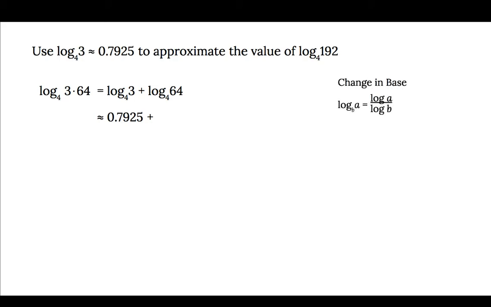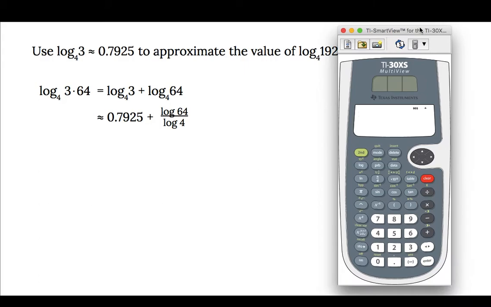You're going to have to use this thing called the change of base formula. Log base b of a: if you have a log with a particular base, you can use the calculator to do log of a divided by log of b. So you'll have to type it in this way into your calculator. If you have a TI calculator, right here I have a log button. So if I type in log of 64, close my parentheses, and divide it by log of 4 and hit enter, it's going to give you 3.